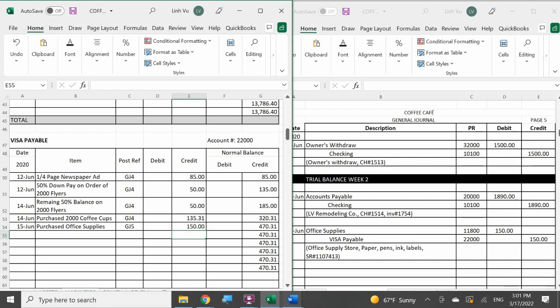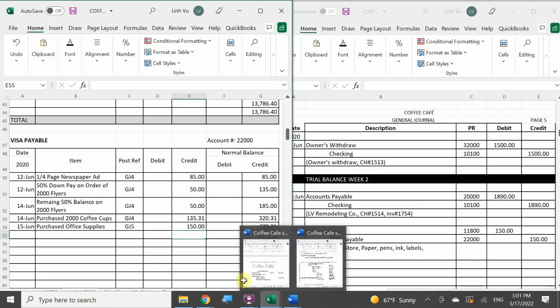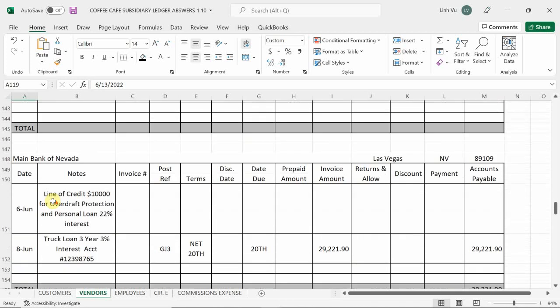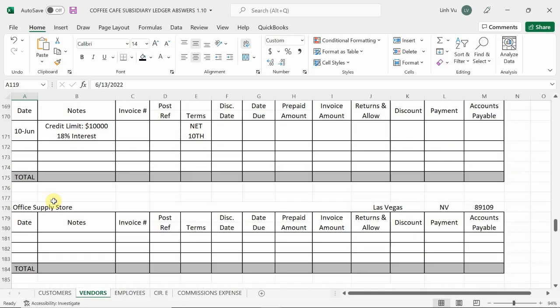All right. What comes after the general ledger? We dealt with a vendor, right? So what do you do with this? You put it in the subsidiary. So in this case, we went to office supply store. LMNO. There you go. Office supply store. Okay. What do you want to put in the notes?